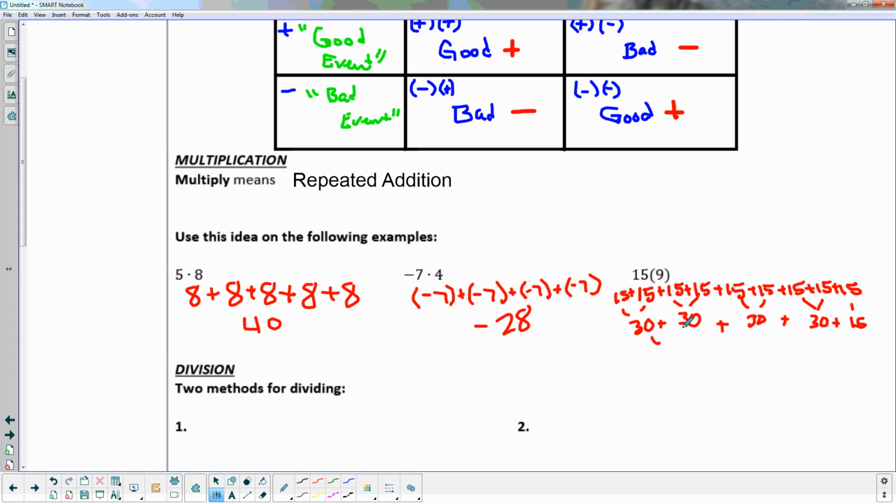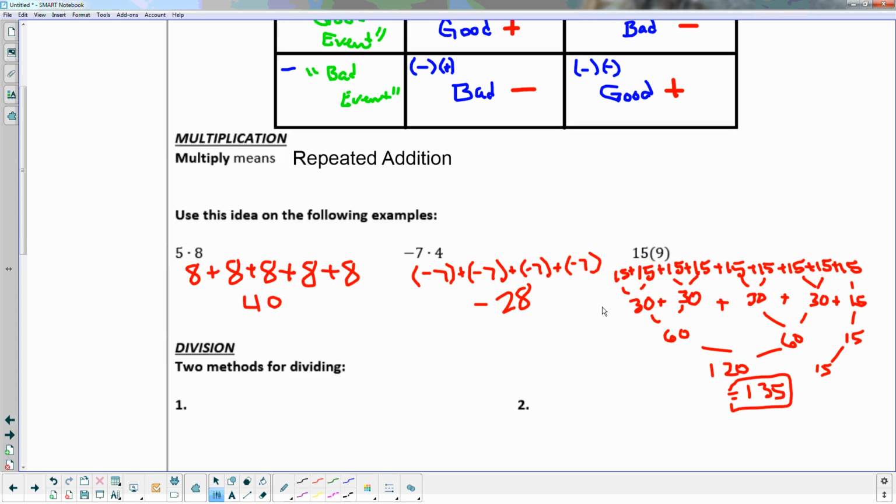Well, I know that 30 and 30 is 60. I'm still stuck with that pesky 15 on the end. And then 60 and 60 is 120. And still stuck with that 15 on the end. But that's going to tell me that it's 135. So I mean, it definitely takes a little bit more work, but it's doable.